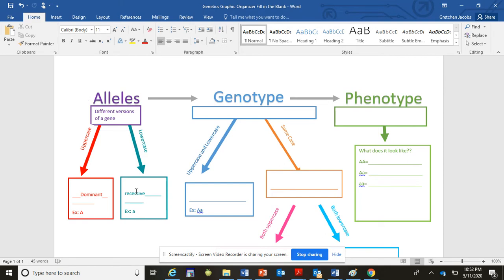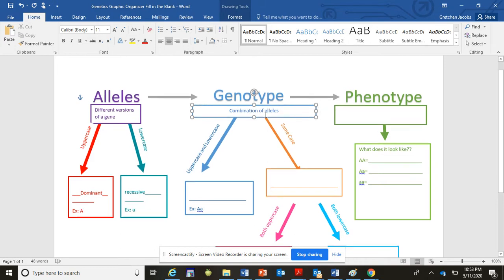So alleles together, the combination of alleles, is what we call a genotype. The letter combinations that you have, whether you have two capitals, a capital and a lowercase, or two lowercase, we call that a genotype. So what alleles do you actually have? If you have an uppercase and a lowercase allele, we say that you have a heterozygous phenotype.